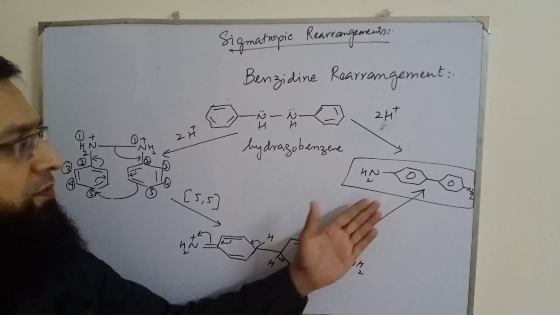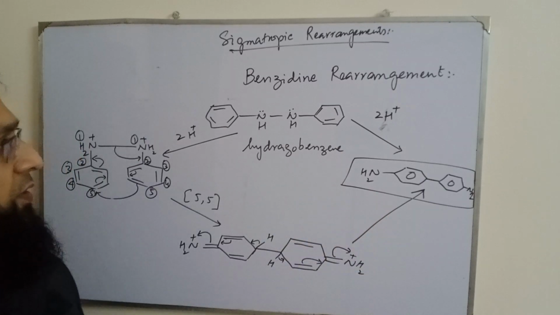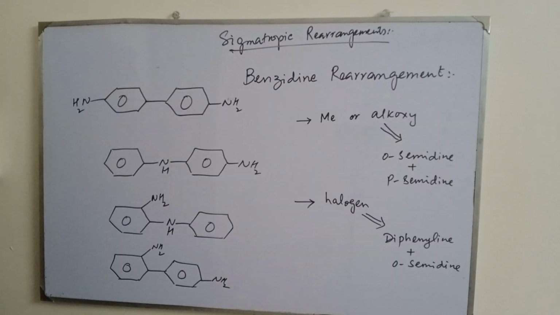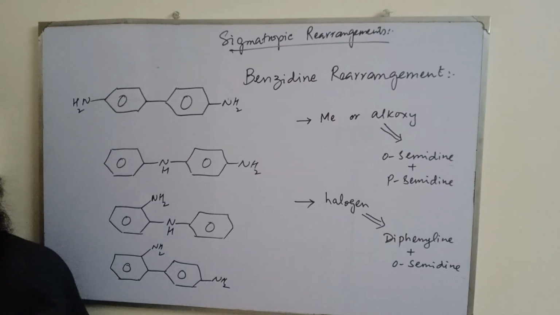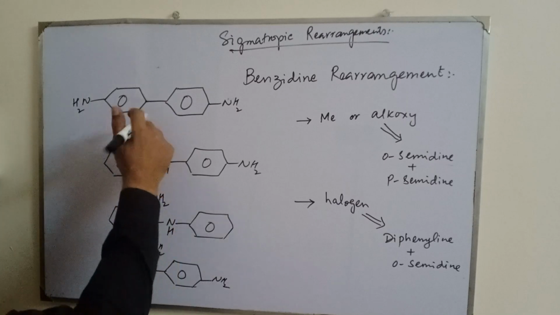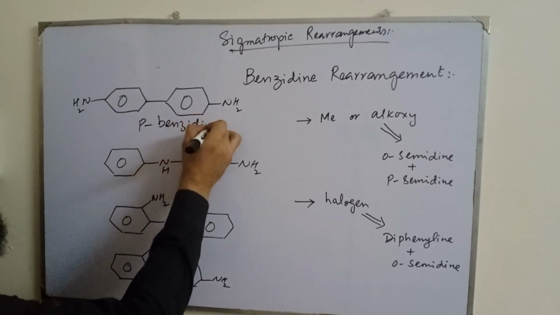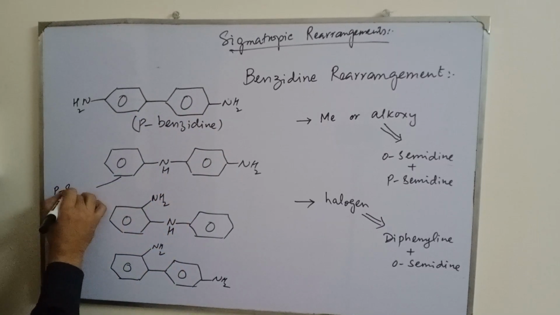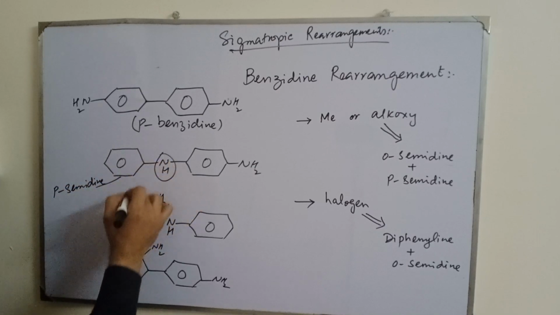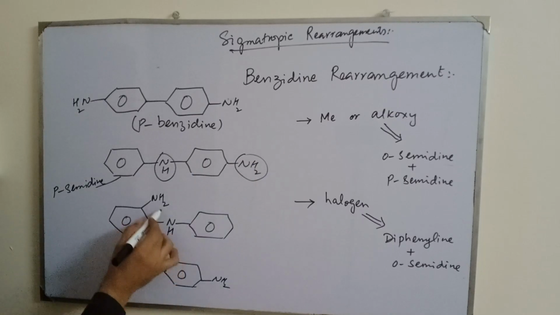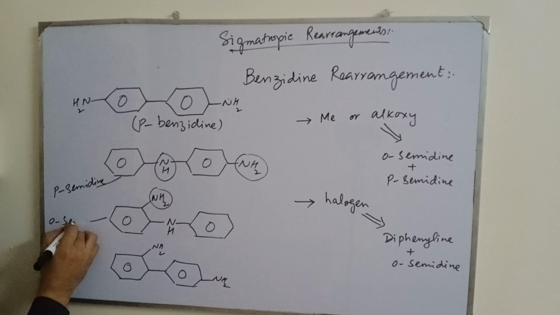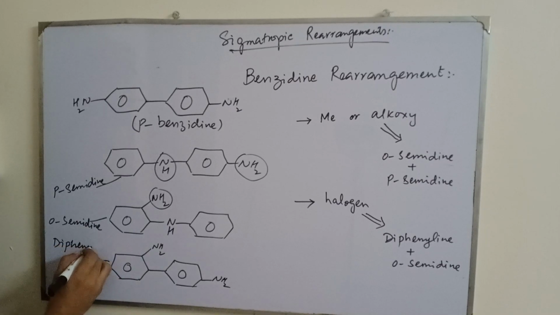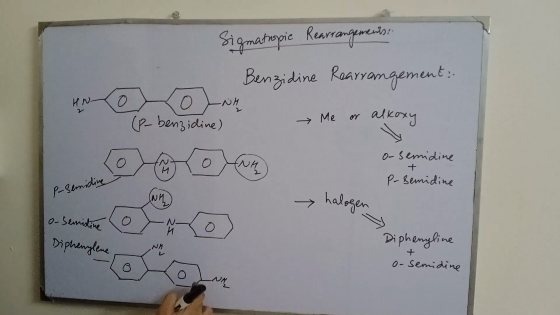Although the major product is this one, sometimes side products are also formed. So now we see which are those side products. The nature of substituent on hydrazobenzene actually influences the formation of the products. So this is the major product, which is called para-benzidine or 4,4-diaminobiphenyl, and this is para-semidine. In this case, we have NH in the middle and NH2 on the para position, and then we have ortho-semidine. And in this case, this is diphenyline. So these are the four products.